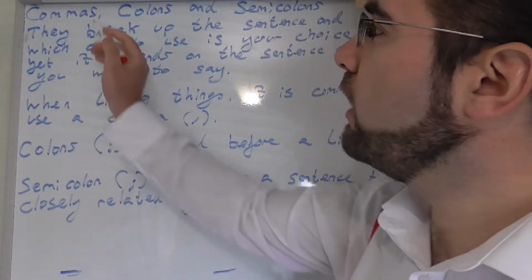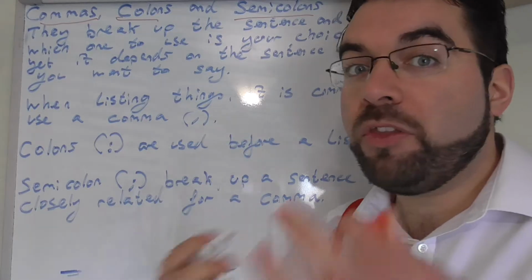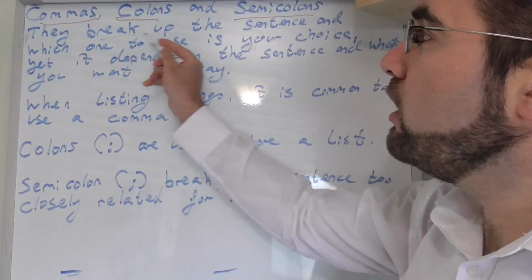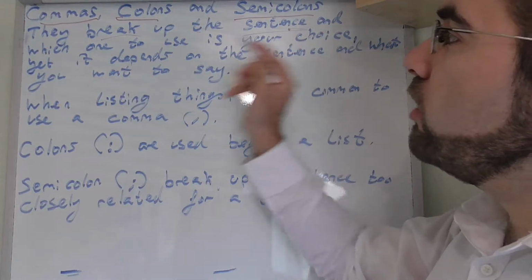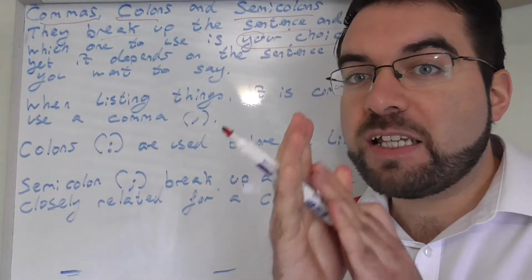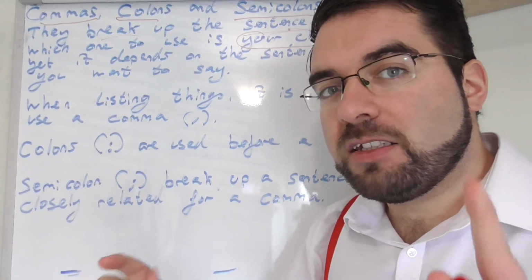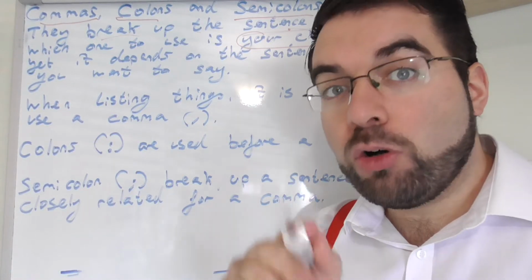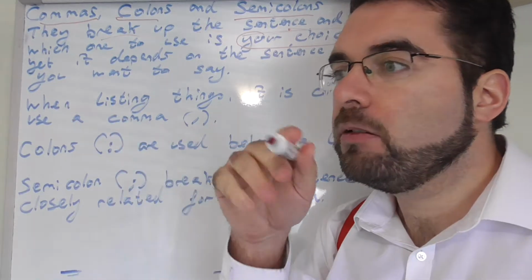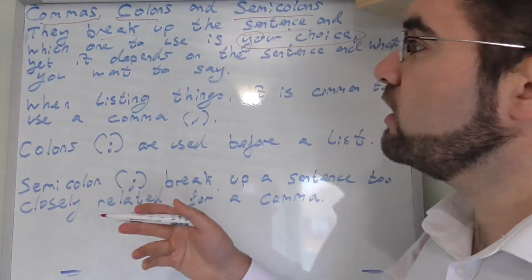Okay, so let's look at commas, colons and semicolons. So what they're all about, to get an idea. Now, they each break up the sentence, and which one to use is your choice. Each of them breaks up a sentence, puts a gap, a pause in the sentence, and it's down to your choice, your subjective opinion, your decision as to where and when to put either of those in to split up a sentence.